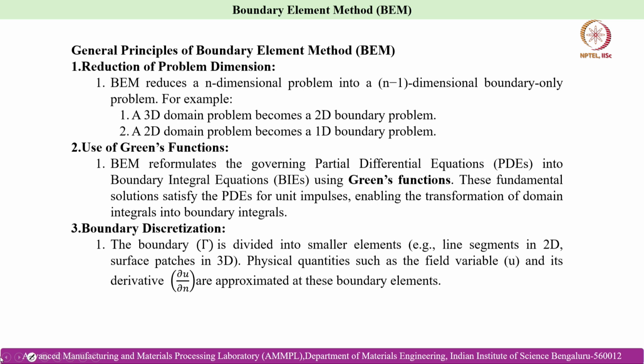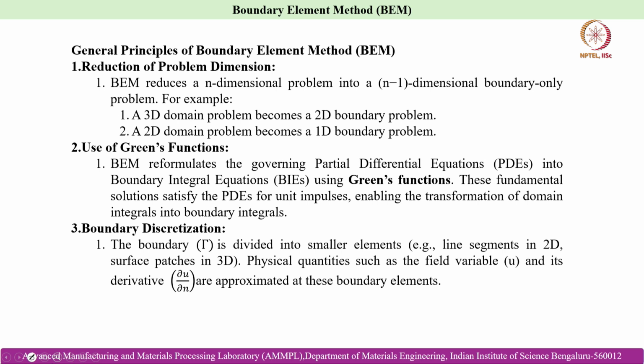For example, a 3D domain problem is reduced to a 2D boundary problem when we apply the boundary element method technique, and a 2D domain problem reduces to a 1D boundary problem. And then the next thing is the use of Green's function. BEM reformulates the governing partial differential equations into boundary integral equations using Green's functions. These fundamental solutions satisfy the PDEs for unit impulses, enabling the transformation of domain integrals into boundary integrals.